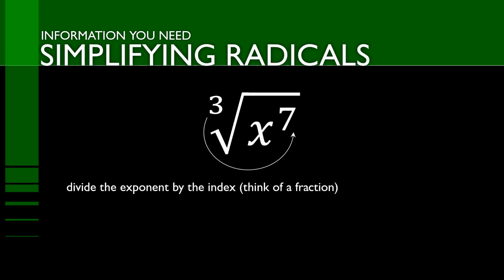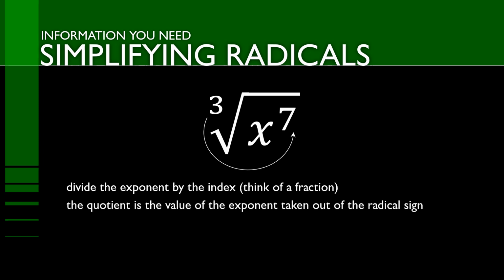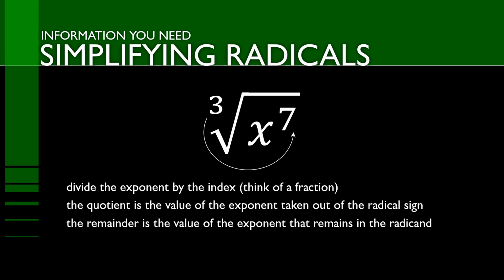We've been doing this over a couple of sections. And then the quotient is the value of the exponent taken out of the radical sign, and the remainder is the value of the exponent that remains in the radicand with the base.